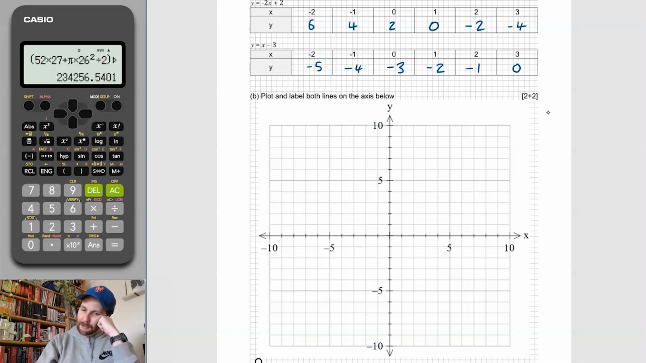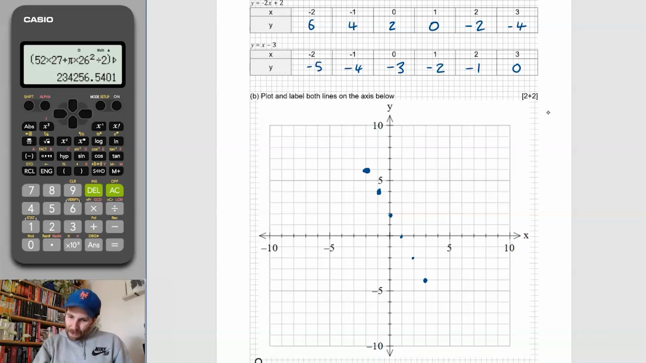So we'll go negative 2 for x. I'm going to go across to negative 2 and then up to 6. So let's do a point there. Negative 1 for x and then up to 4. So that's there. 0 and then 2, 1 and then 0, 2 and negative 2, 3 and negative 4.